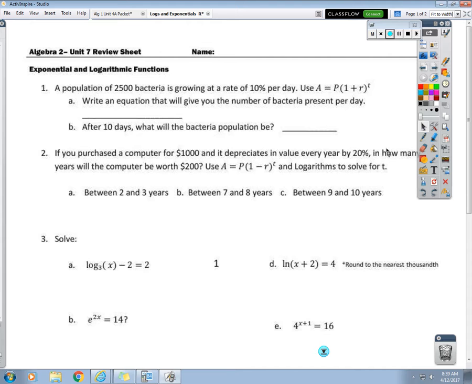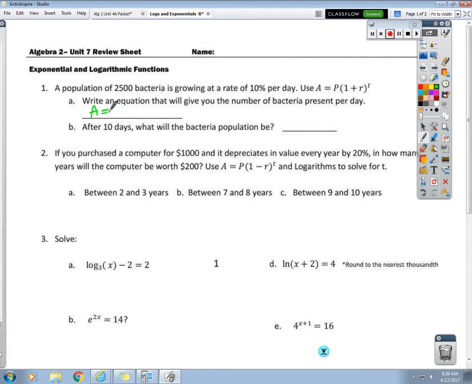A population of 2,500 bacteria is growing at a rate of 10% per day. Use A equals P times (1 plus r) to the T power and write an equation that will give you the number of bacteria present per day. So for this one, they tell you the equation to use.